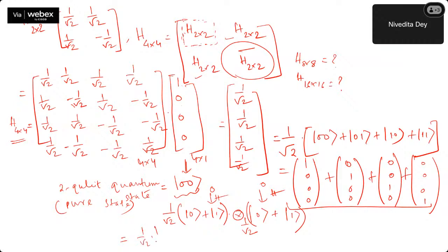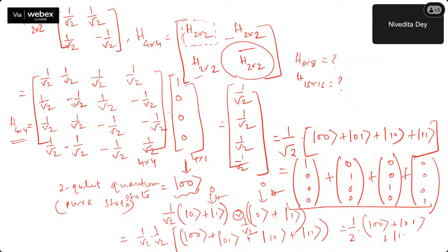So in this case, I will be getting what? 1 by root 2 into 1 by root 2, so both the coefficients will come as common. Then it will be like 0, 0 plus 0, 1 plus 1, 0 plus 1, 1, which is half into 0, 0 plus 0, 1 plus 1, 0 plus 1, 1. See here, what I'm telling you is this will be a 4 cross 4 Hadamard matrix. That was my question, nothing else. If you have a 4 cross 4 Hadamard matrix and only one state was given to you, 1, 0, 0, 0 likewise, so this will be the output.